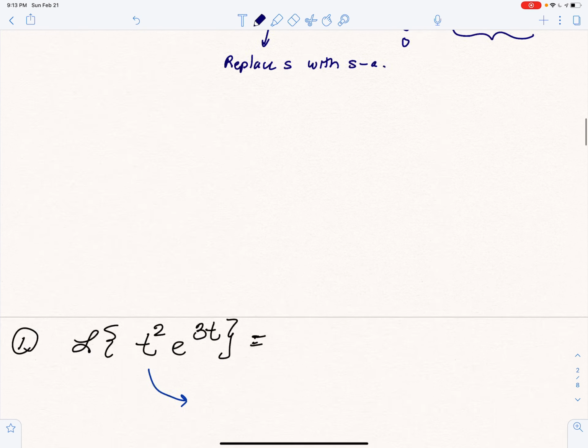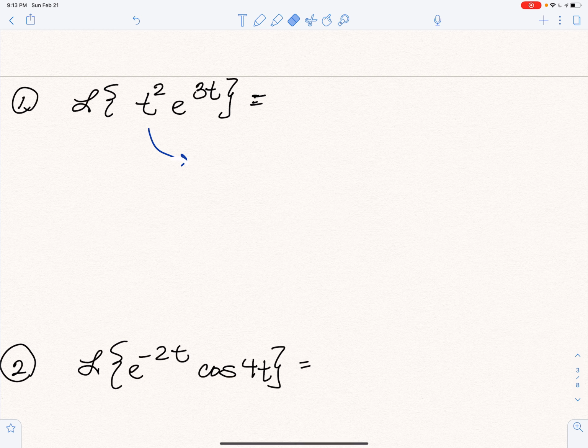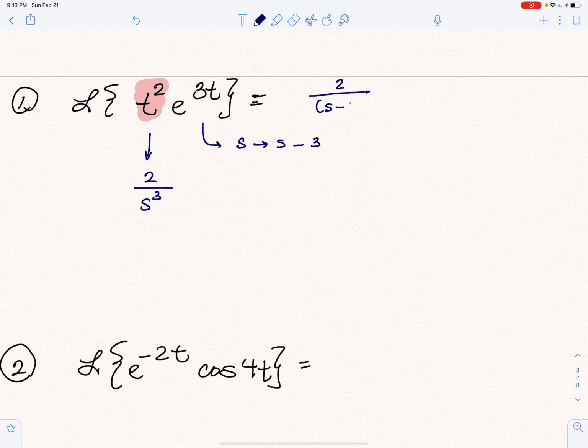So let's just see how this works. Here is our first transform. We're going to take the Laplace transform of t squared e to the 3t. According to the rule we learned, we take the transform of t squared, which is 2 over s to the third. And this tells us that s becomes s minus 3. So the Laplace transform of t squared e to the 3t is 2 over s minus 3 cubed. That is really all there is to it.